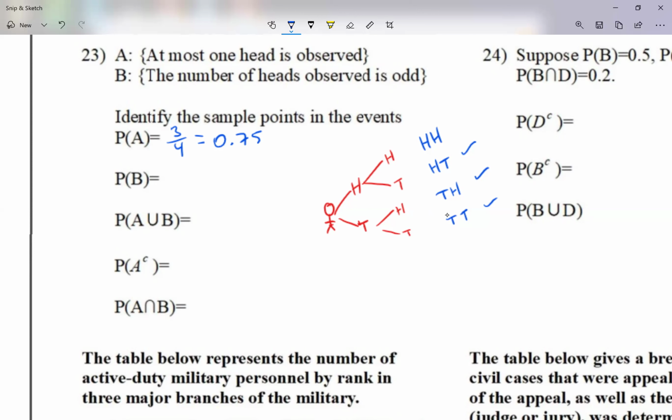Okay, so the probability of B. B is the number of heads observed is odd. So that means I saw 1 head, or I saw 3 heads, I saw 5 heads. The first choice has 2 heads, right? So that one doesn't work. The next one has 1 head. Yep. A tail and a head, it has 1 head, and then 2 tails means no heads, right? So I'm gonna say 2 out of 4. So that's 0.5.